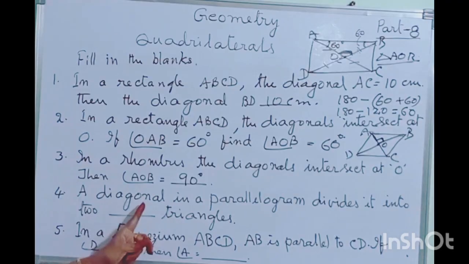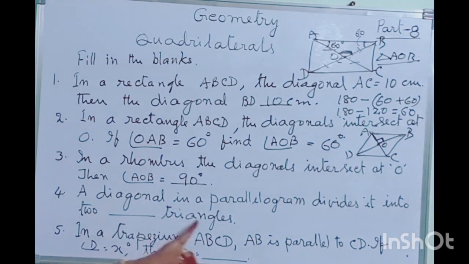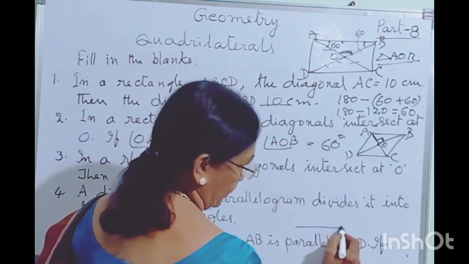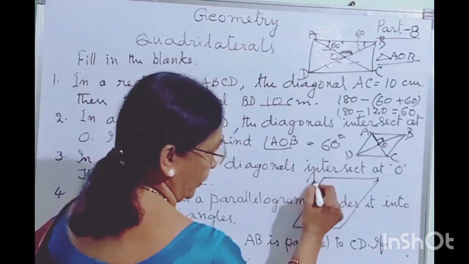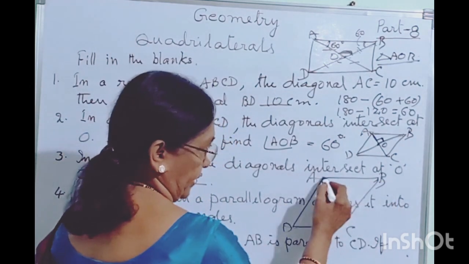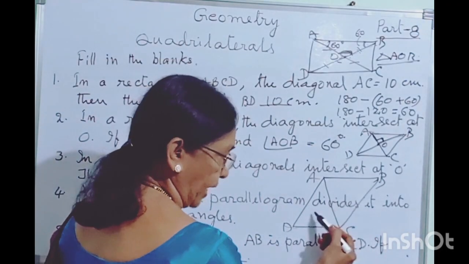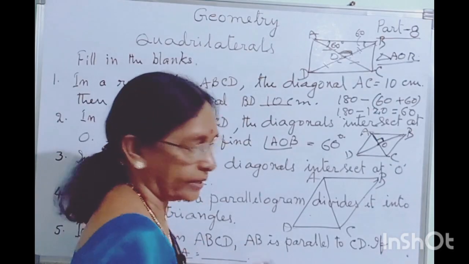Next, fourth one: a diagonal in a parallelogram divides it into two dash triangles. So, let us consider a parallelogram. This is a parallelogram ABCD. Let us take a diagonal AC. It divides the parallelogram into two triangles. What type of triangles are these?